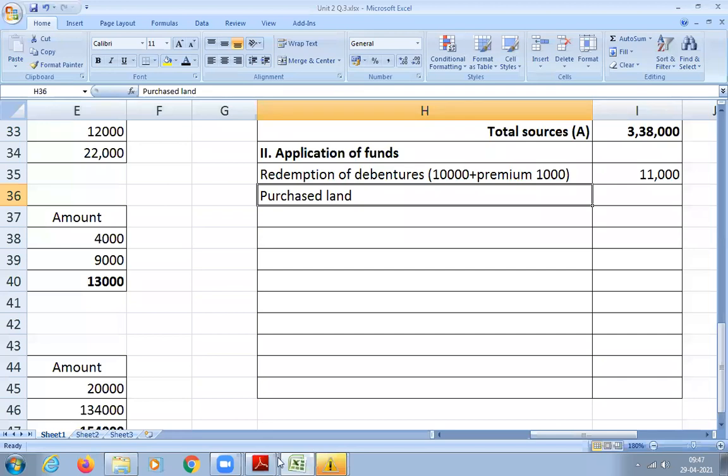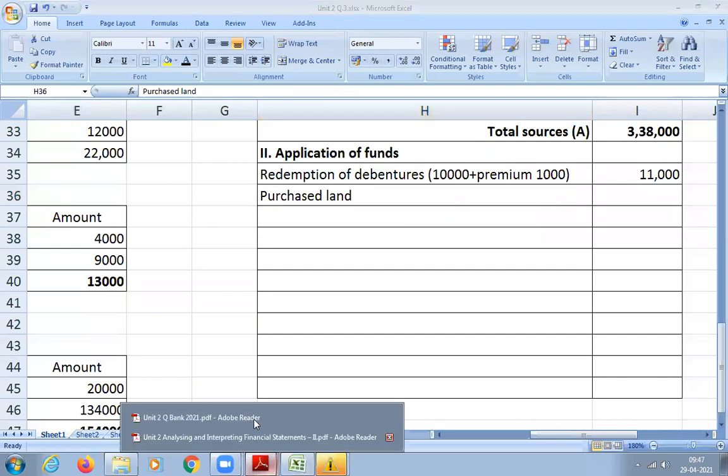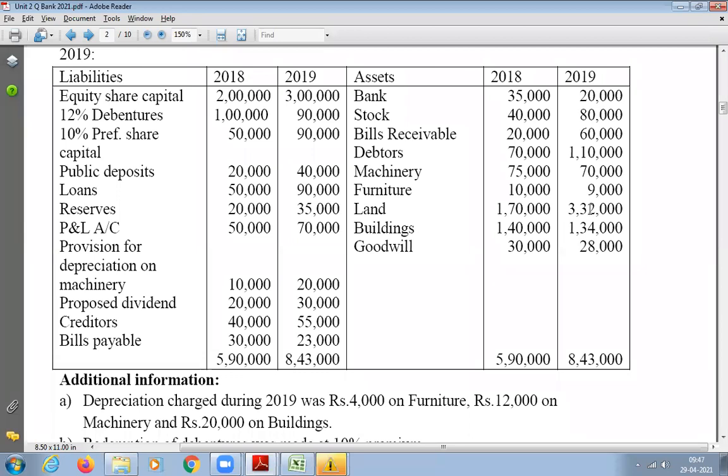Look at the question. I think we have not done the ledger. Look at the question bank. Land, how much is purchased? 1,70,000 and 3,32,000. So how much is the difference? Calculate. 1,62,000, sir.